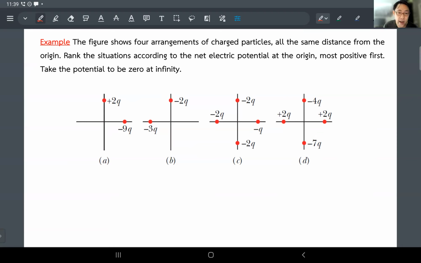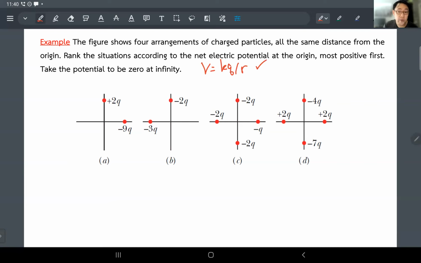The figure shows 4 arrangements of charged particles, all the same distance from the origin. Cool. Rank the situations according to the net electric potential at the origin. See that? One thing you notice right away is that now you have a distribution of point charges. So imagine in your head, you're probably going to use this KQ over R. Cool? All right. So this is one of the 2 scenarios that I told you about. In this one, you don't get any value of the electric field. There's no electric field given, but you are given the distribution of point charges. So you're supposed to use KQ over R somehow.